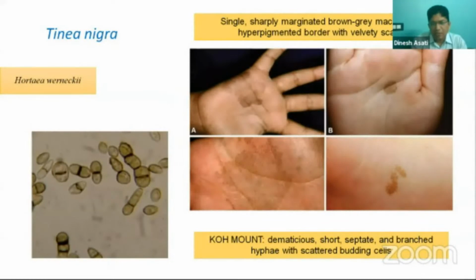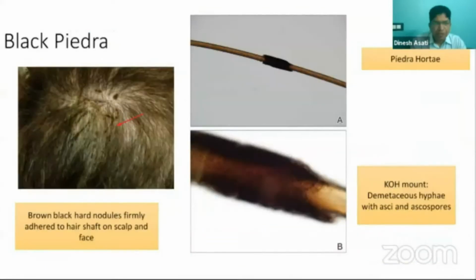Then these are not very common. Tinea nigra, just brownish macules, present asymptomatic without any itching. They are present on the palmar and volar, like plantar, surfaces. Then again, black Piedra. This looks as if some blackish collection in a shell form on the shaft of the hair.